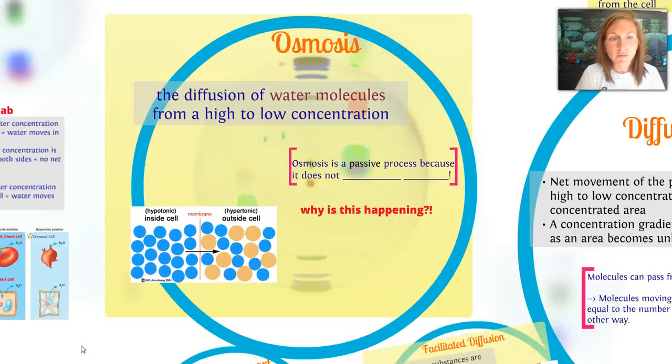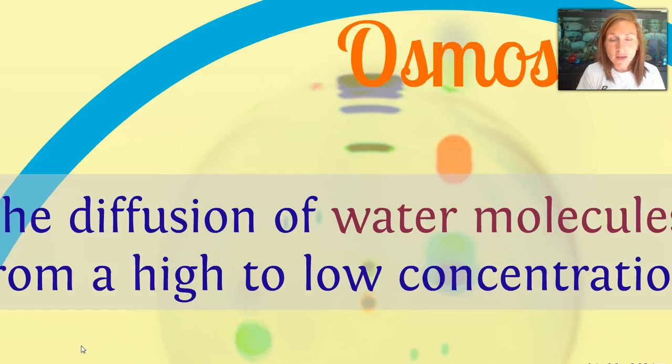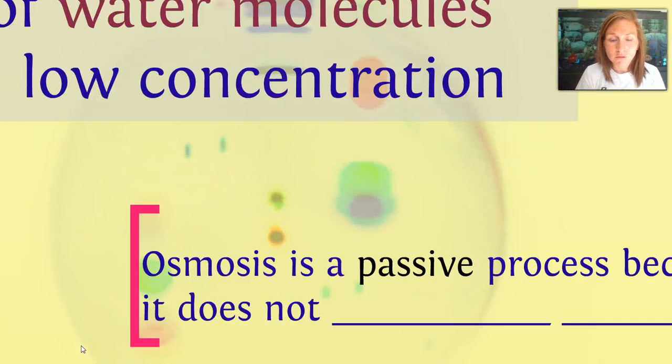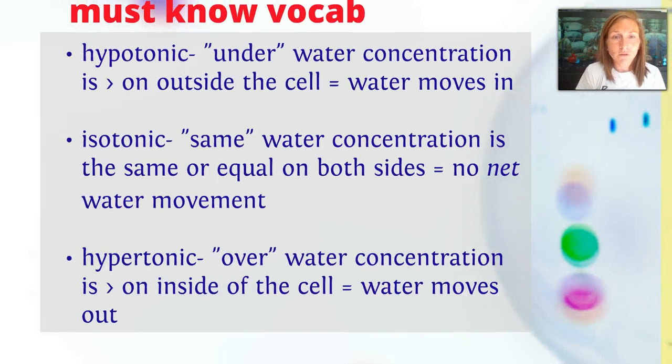An example of another type of diffusion would be the diffusion of water molecules from a high to low concentration, and that is known as osmosis. It's important to remember again, osmosis is also a passive process, and it does not require what? It does not require any energy in order for water molecules to pass through the membrane. There's some must-know vocab for you, and this is probably the most difficult part of the chapter: the different ways that water moves. If a solution is hypotonic to the inside of the cell, this means that the water concentration is greater on the outside, and water will go into the cell.